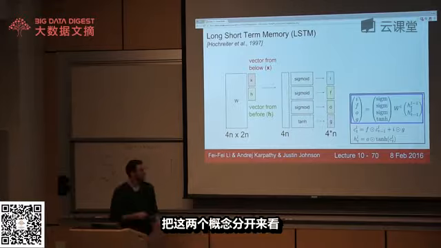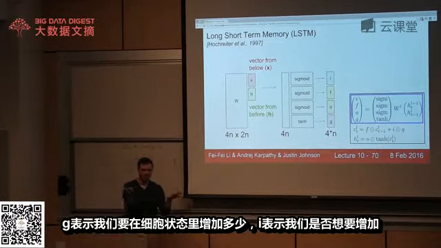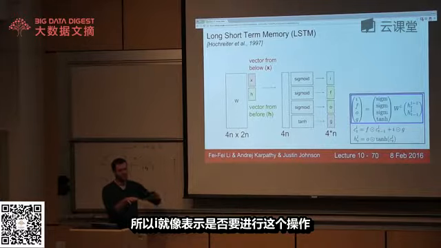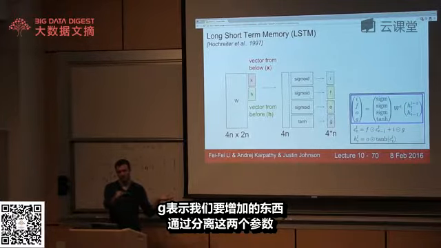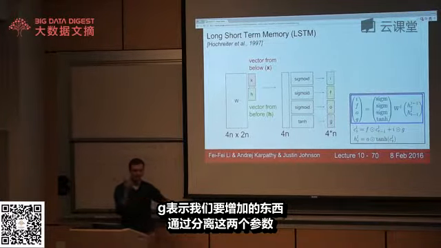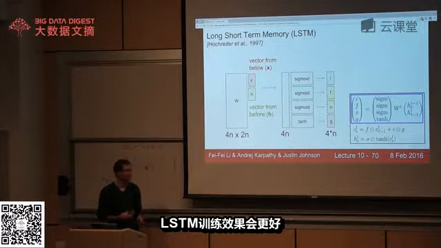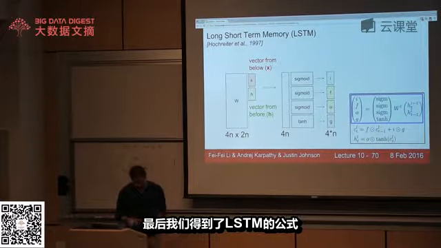And another way to think about this is that we're basically decoupling these two concepts of how much do we want to add to a cell state, which is g, and whether we want to add to a cell state, which is I. So I is like, do we actually want this operation to go through? And g is, what do we want to add? And by decoupling these two, that also maybe dynamically has some nice properties in terms of how this LSTM trains. But that's the LSTM formulas.